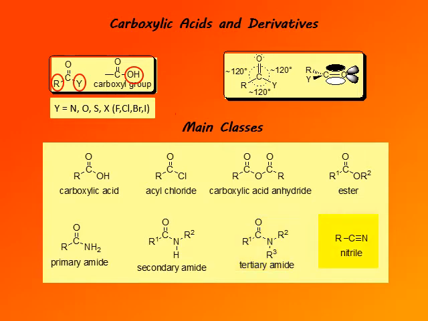Finally, there are nitriles. At first glance, nitriles do not appear to be carboxylic acid derivatives. They don't have a carbonyl group, but actually they are. They are easily prepared from carboxylic acids and derivatives, and they can be easily converted to carboxylic acids and derivatives, and also the properties of the nitrile group are similar to the properties of carboxylic acid derivatives. So they are studied together with the rest of the carboxylic acid derivatives. We will cover them later in this chapter.